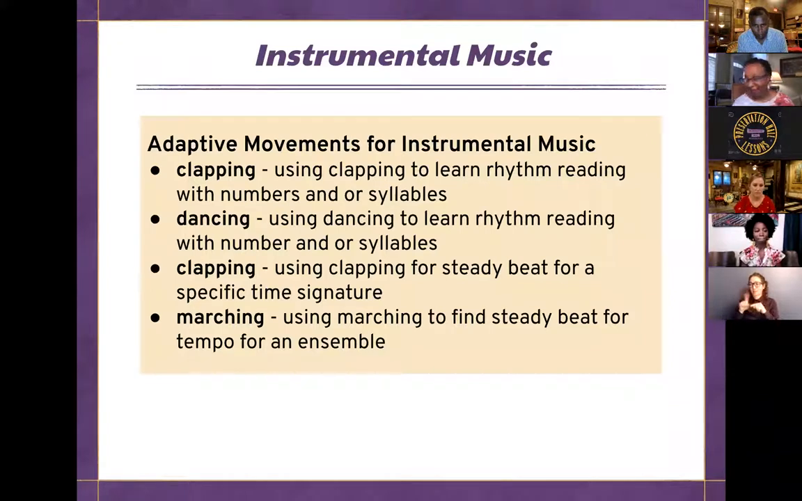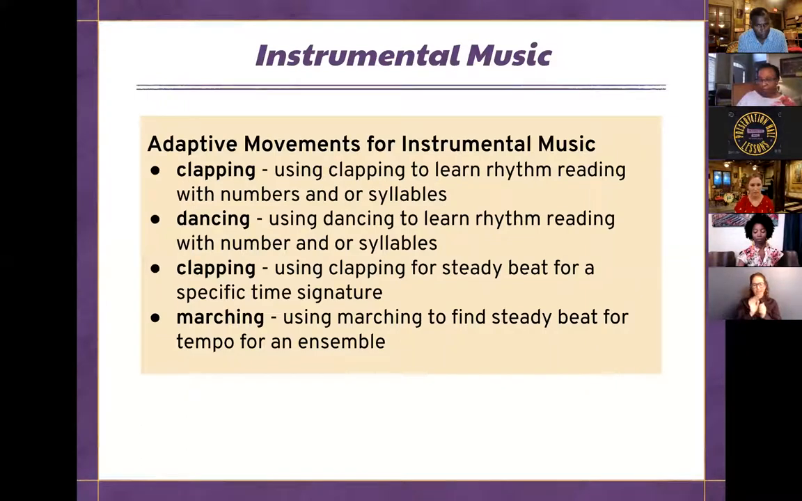But when you have a student with differing abilities, depending upon their differing ability or the student's disability, you gotta make sure that the outcome of understanding, for example, the first one, clapping, using clapping to learn rhythmic reading with numbers and or syllables, I want to try to get an understanding of how the student is processing it. Because the learning objective when a student wants to play an instrument of differing abilities or just a student wants to play an instrument in general is that they have to come together to play in an ensemble. So I need to make sure there's a good understanding of music theory basis, right? Rhythm reading, pitch reading, and getting around the facilities of your instrument.